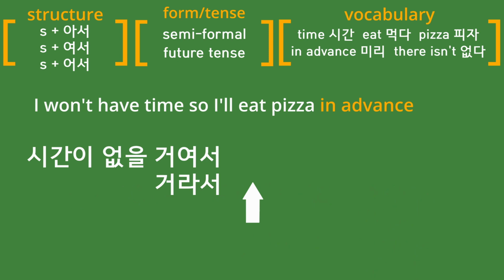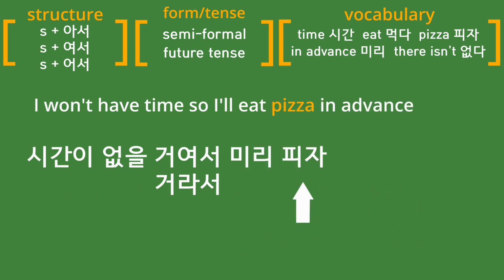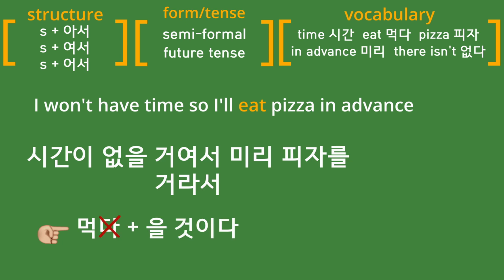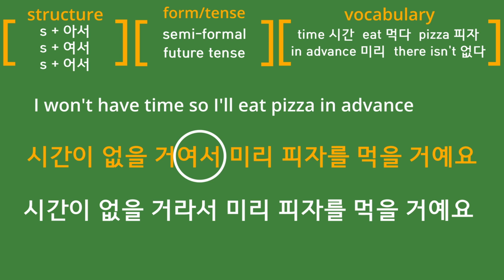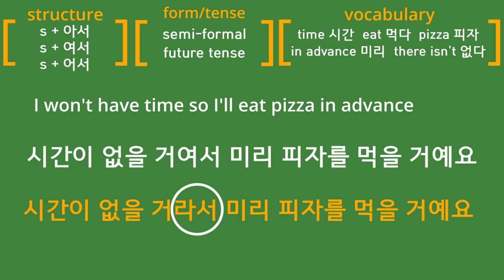In advance, 미리. pizza, 피자. Let's put the object particle 를. eat, 먹다. Let's conjugate in the present tense in semi-formal. Remove 다, add 을 것이다. Remove 다, add 에요, 먹을 것이에요. You can shorten 것 into 거. In this case, let's combine 이 and 에. 먹을 거예요. 시간이 없을 거여서 미리 피자를 먹을 거예요. 시간이 없을 거라서 미리 피자를 먹을 거예요.